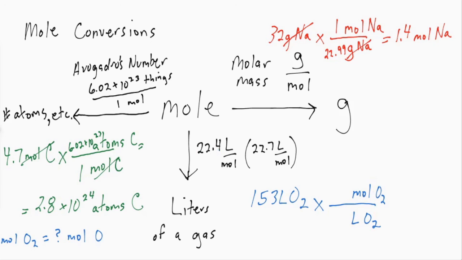I'm done. I'm in the unit that I want, right? I'm going to end up in moles of O2. That's where I want to end up. But now the question that I have is, what numbers do I write in? Well, 1 mole of a gas is going to be 22.4 liters of gas.